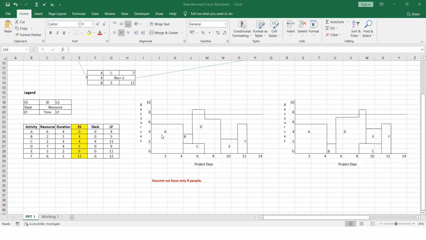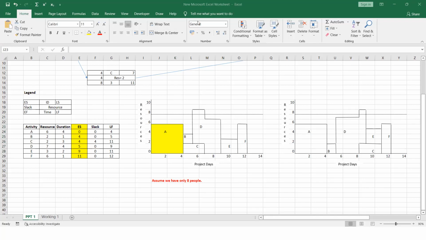Are you all clear about how to draw the activity A resource loading chart? This is the first part I have explained for you. So I have completed this part. Are you all clear on that?